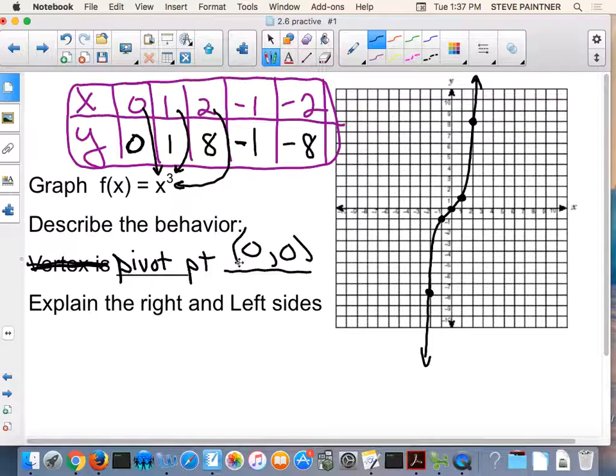Okay. Here we go. Describe the end behavior on the right and the left side of the pivot point.